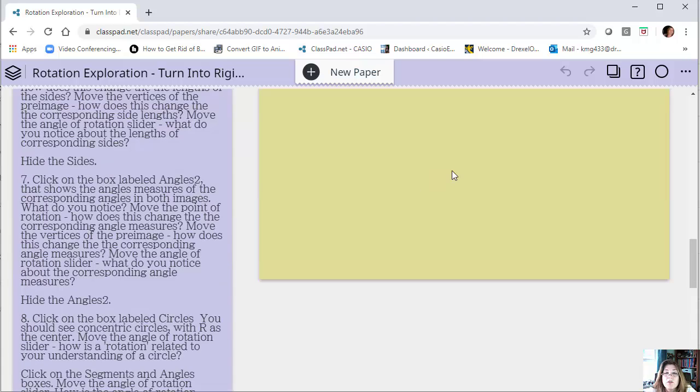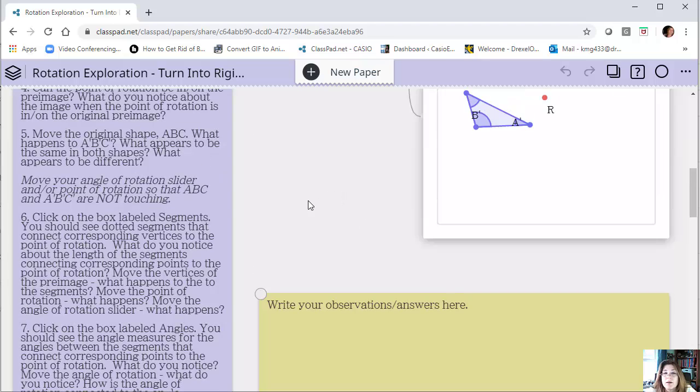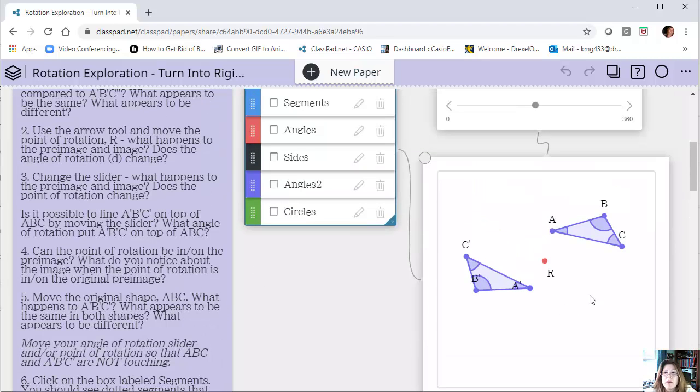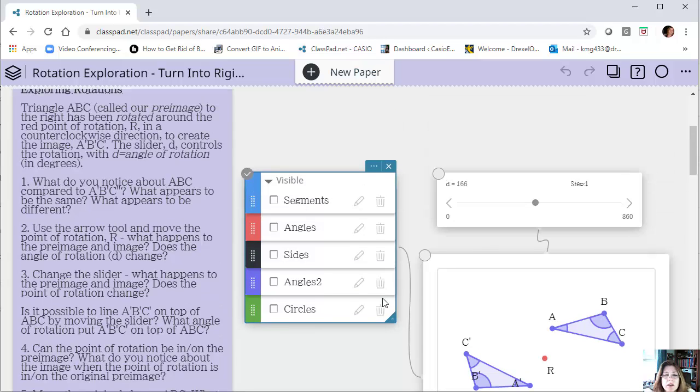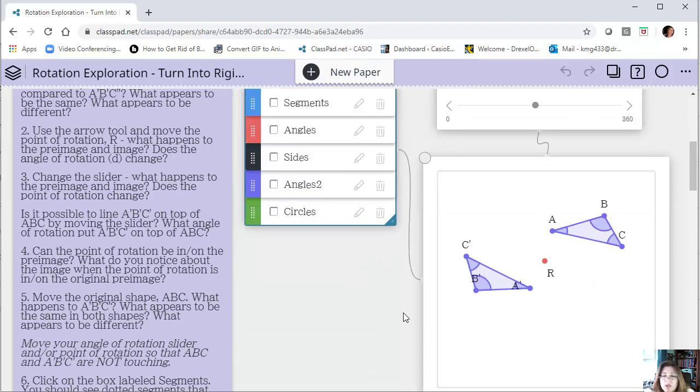So all of this is just exploring, moving things, dragging things. Part of the dynamic math software abilities is the ability to quickly move and change and see what's happening. So that's what this is about, and hopefully at the end of this exploration, students will have an understanding of what a rotation is.